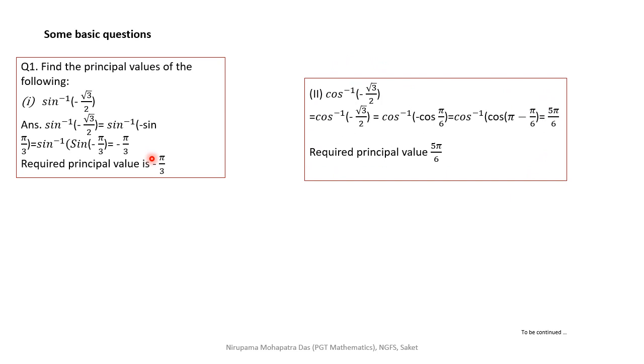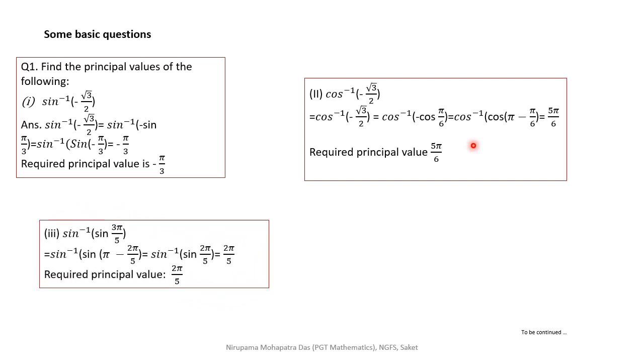The second question is cos inverse of minus root 3 by 2. Minus root 3 by 2 means we have taken here minus cos pi by 6. Minus cos theta is cos of pi minus theta. So we are getting here cos inverse cos 5 pi by 6, which is 5 pi by 6. Again we have to check whether the value we are getting is within the principal value branch or not. Okay, 5 pi by 6 belongs to the closed interval 0, pi. So this is the principal value.